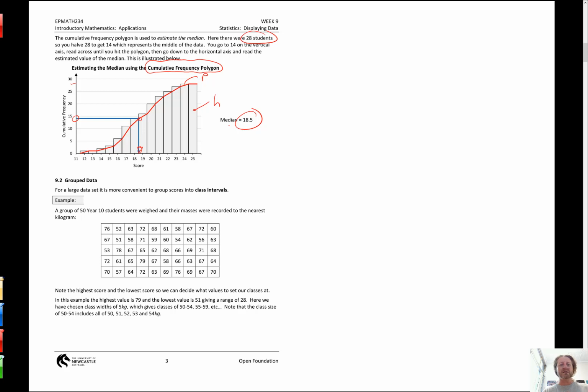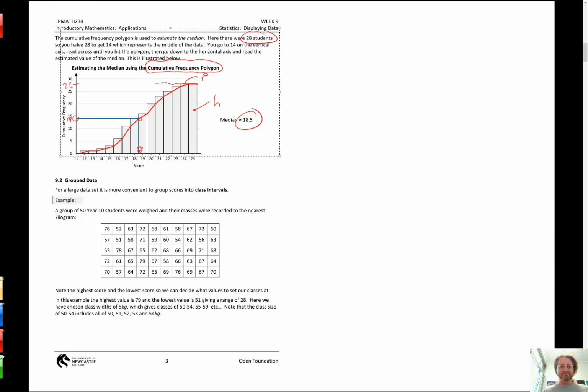So in all those cases, just watch the trap. Don't go to 30 and halve it and then go to 15. 30 might be the highest number on the axis, but the graph doesn't even go there. No, it only goes to 28. So don't let that fool you. Go to 28, halve it, go to 14, right there, across. So the estimate of the 14th score is 18.5. Beautiful. That's what we're using it for.